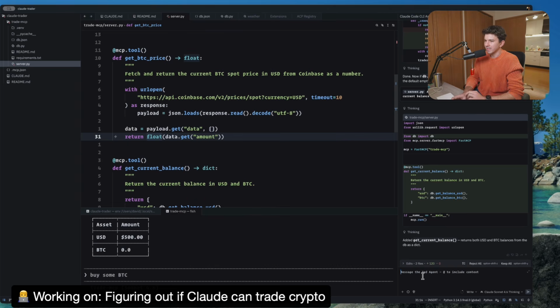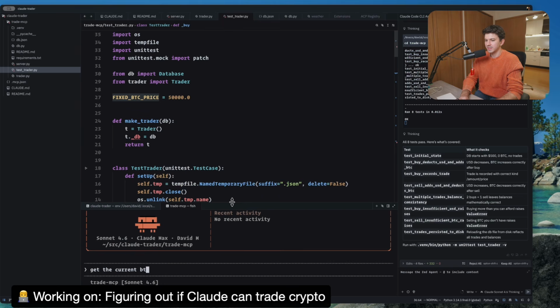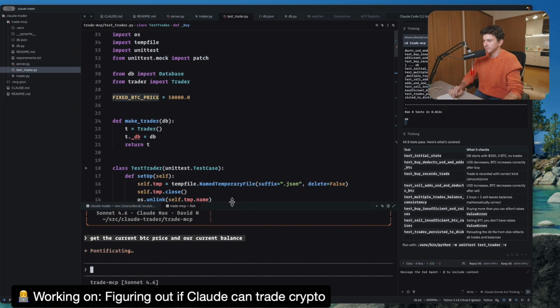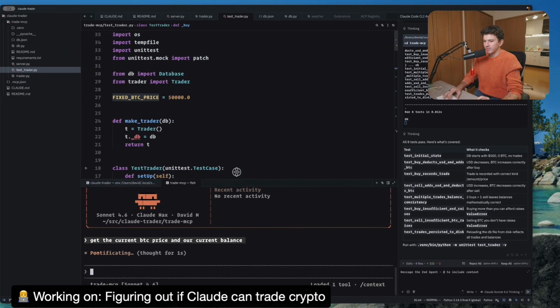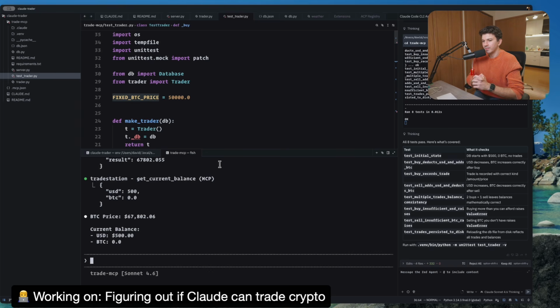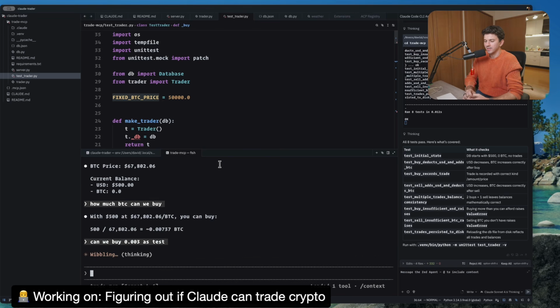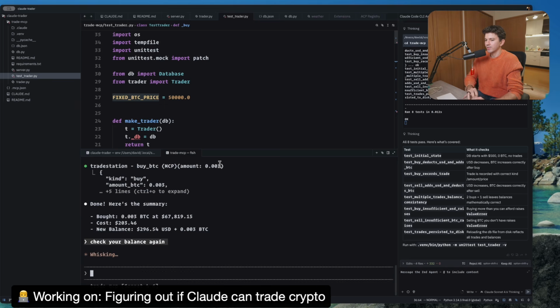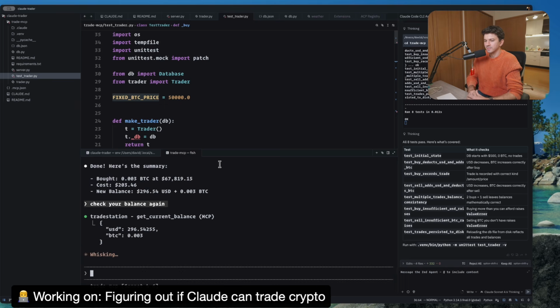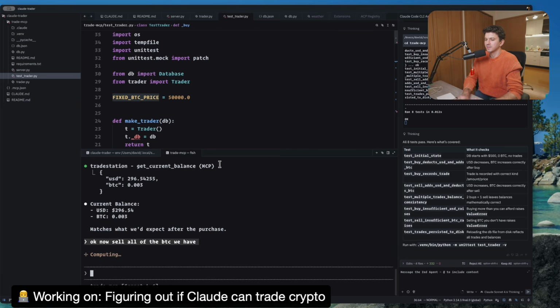Next, we want to simulate trading. So I want to create two new functions. One is called buy BTC and one is called sell BTC. Both of them take an amount in Bitcoin as a parameter, get the current BTC price and our current balance. Now, if we did everything right, let's say the BTC price is currently 67,802 and the current balance is 500. Can we buy 0.003 as a test? So I wanted to make a purchase of BTC. Check your balance again. Matches what we'd expect.